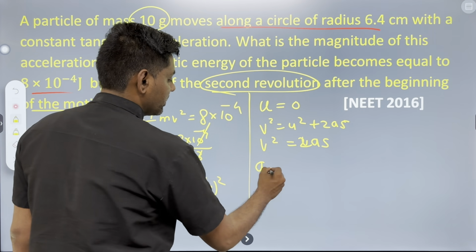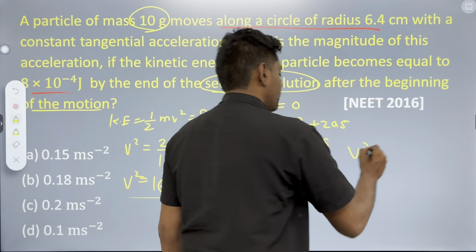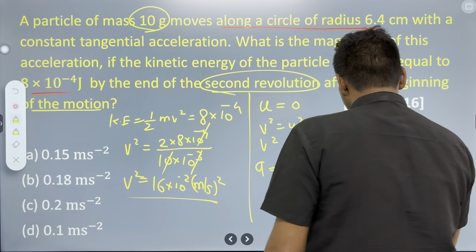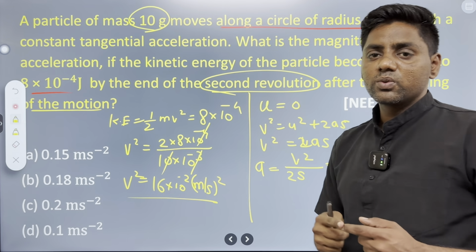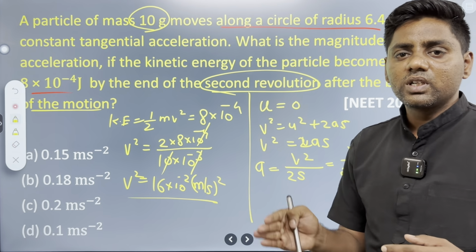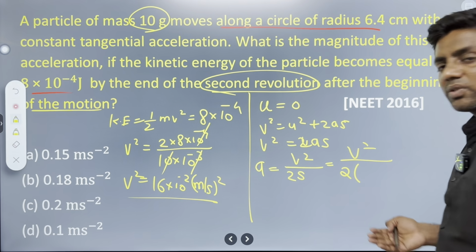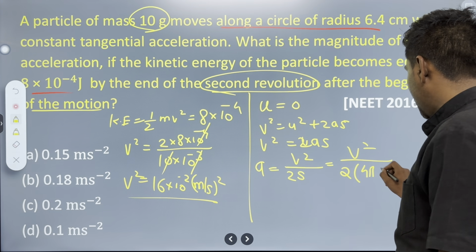So what is the acceleration? That is v square divided by 2 times s. What is the second revolution? If the first revolution is complete, what will its angular displacement be? 2 pi r. And to complete the second revolution, that is 2 plus 2, that is 4 pi r. So the answer will be 4 pi r.